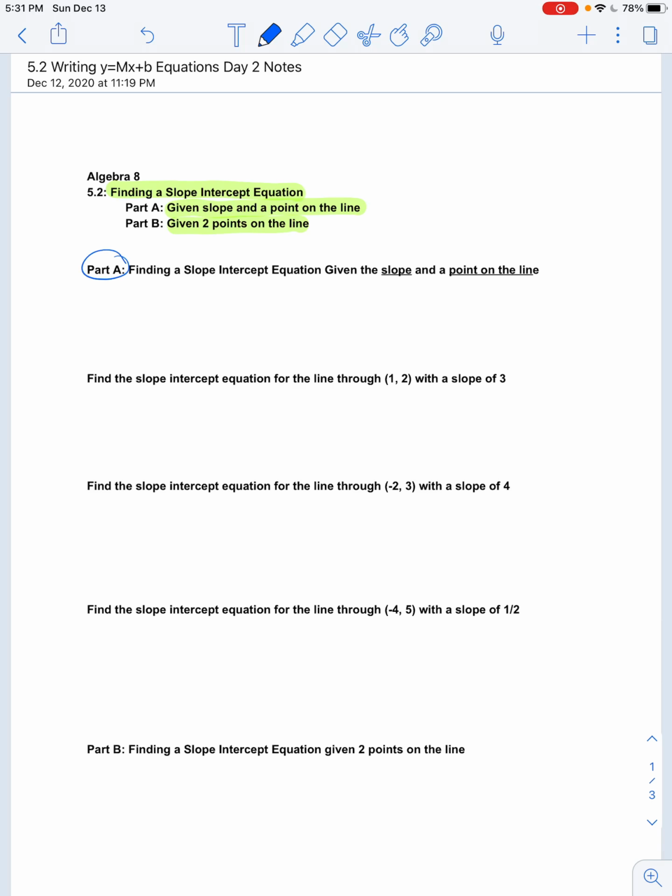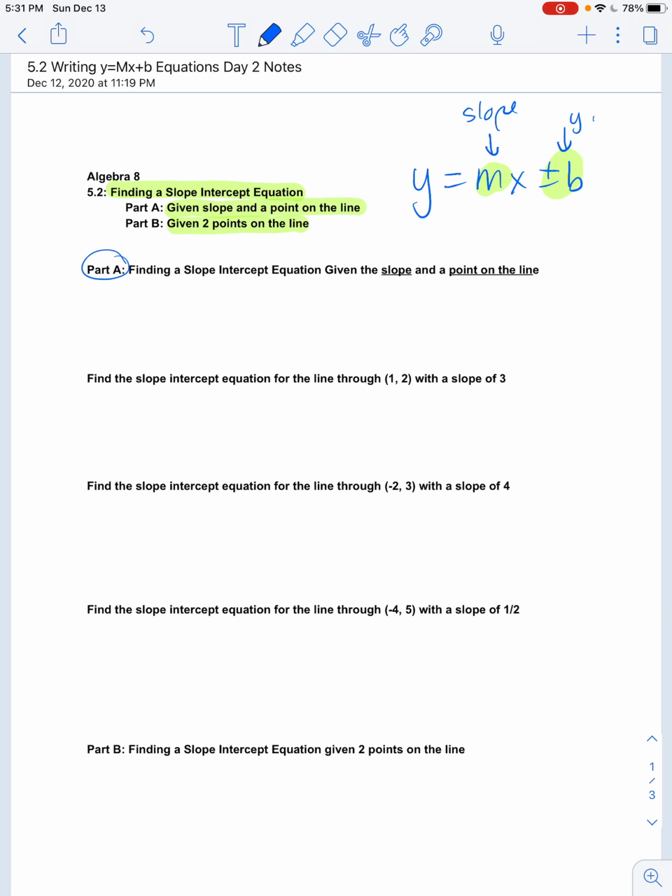So in part A, we're going to find the equation, and again, we're going for y equals mx plus or minus b. And I always tell my kids at the high school that this is a two-piece puzzle. So anyone can do a two-piece puzzle. You need to find the slope, and you need to find the y-intercept.